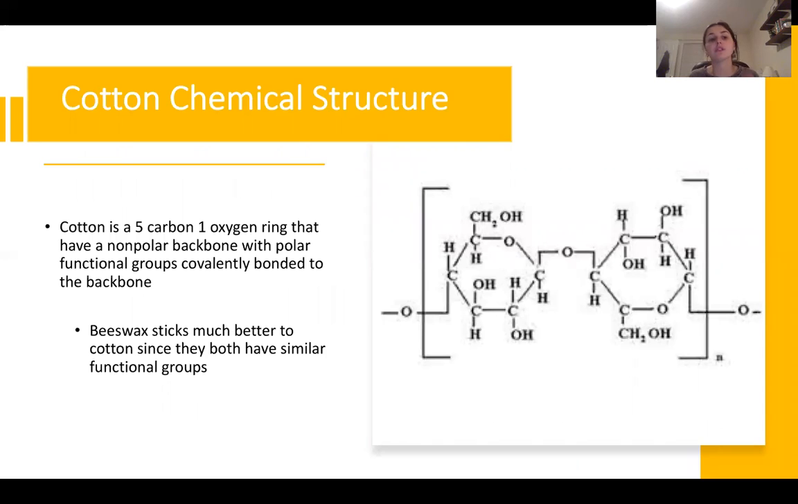So, the chemical structure of cotton. Cotton is a 5-carbon, 1-oxygen ring. It has a nonpolar backbone with polar functional groups covalently bonded to that backbone. And beeswax sticks much better to the cotton since they have similar functional groups.